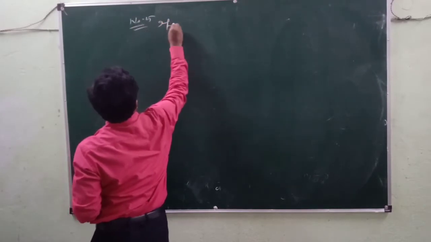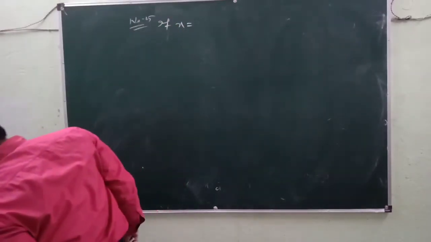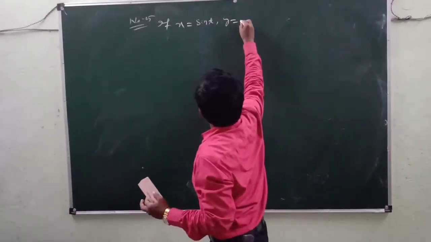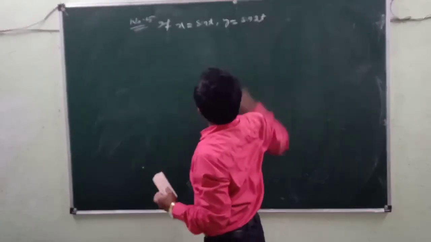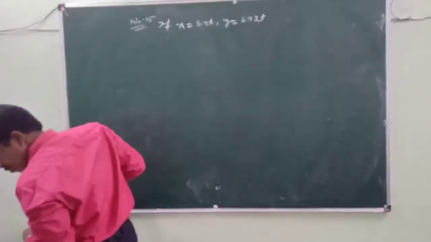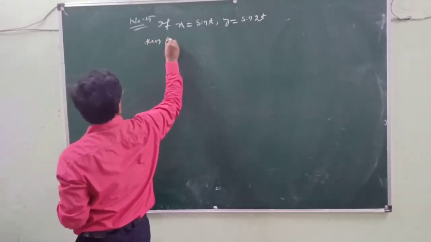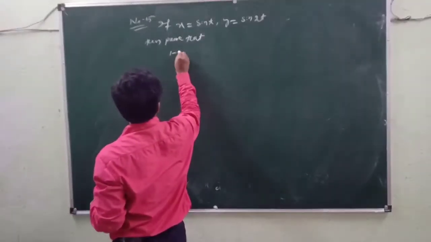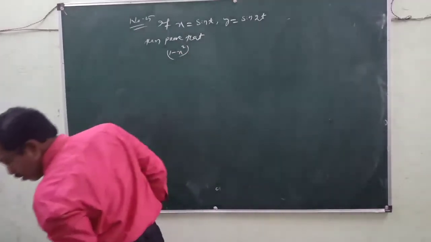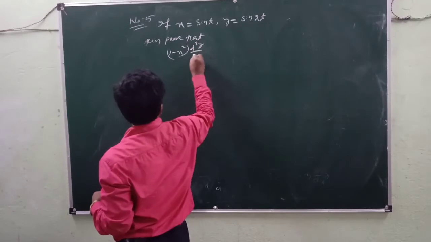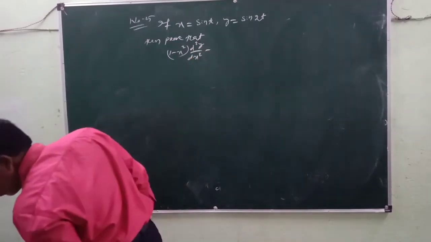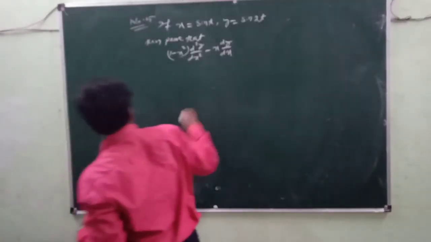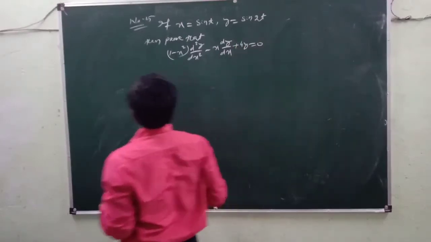Number 5. If x equal to sin t, y equal to sin 2t, then prove that (1 minus x square) d square y by dx square minus x dy by dx plus 4y, that is 0.